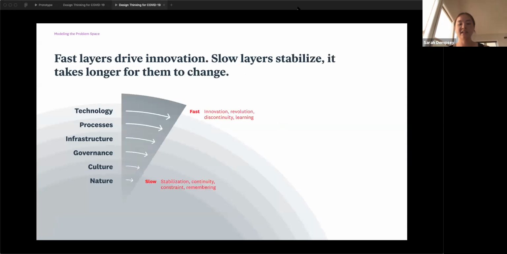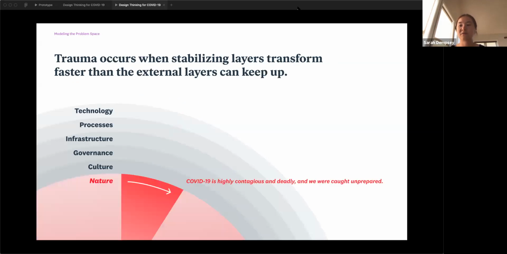And the idea is that nature, being the innermost layer, is one of the slowest layers, and it's supposed to be stabilizing and just slow paced, whereas the outermost layers are fast moving, and this is where innovation happens. So this model, we felt, allowed us to take a step back and understand and explain why coronavirus and everything going on right now that we're all experiencing has created so much societal trauma for everybody in all aspects of our lives.